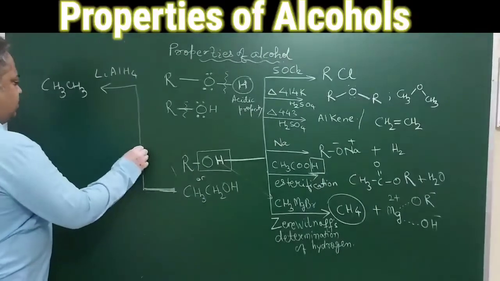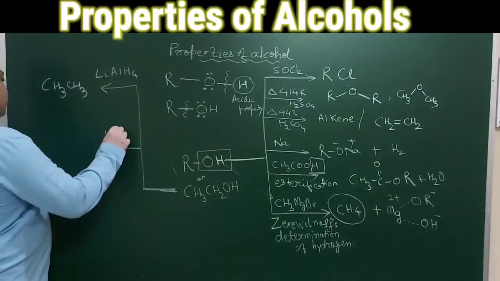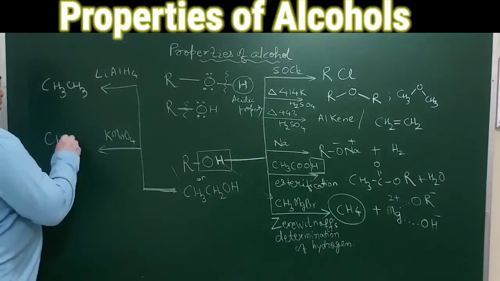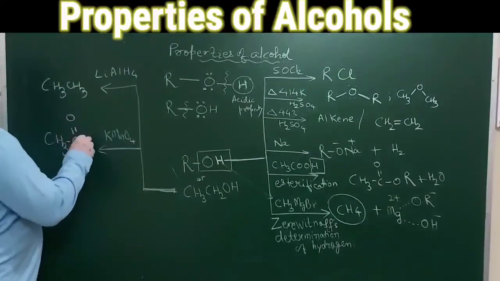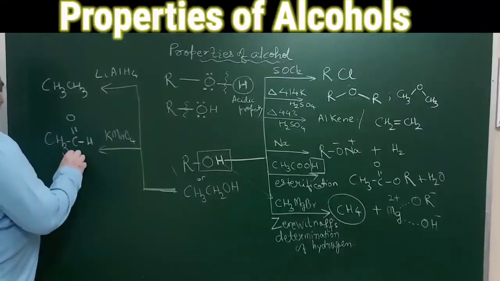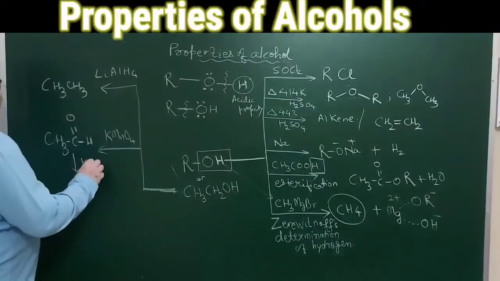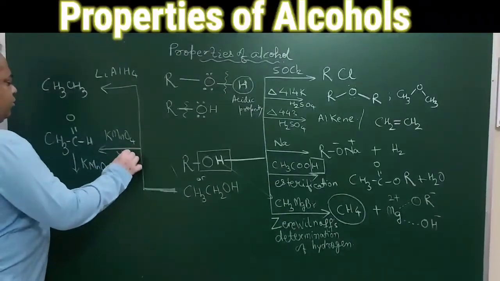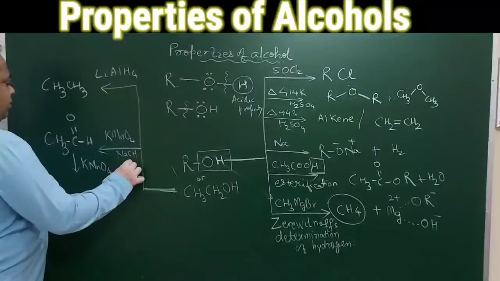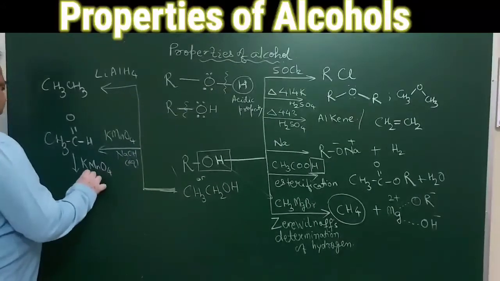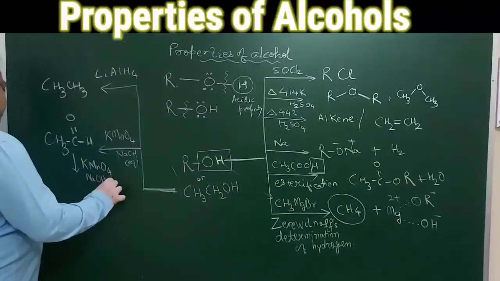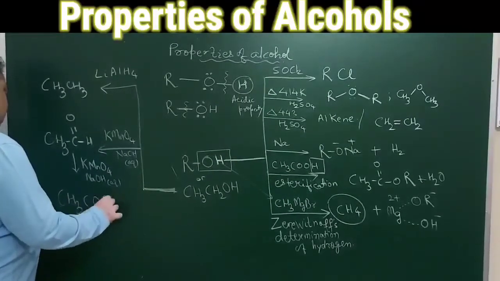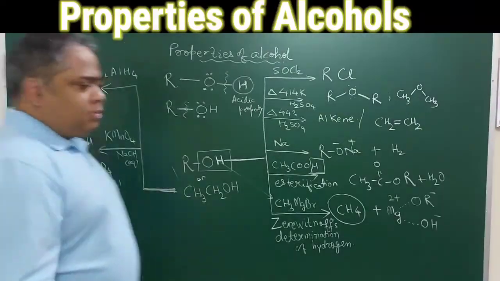If we oxidize this with KMnO4, it will form CH3CHO, aldehyde. Further with KMnO4, this can form acid also. And you know that KMnO4 acts as an oxidizing agent in basic medium. So you have to give a basic medium here. So it will form CH3COOH. Alright.